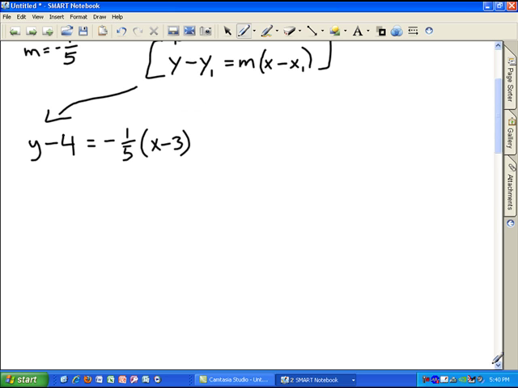Alright. I'm just going to multiply these through a little bit to get y minus 4 equals negative 1/5 x plus, don't forget the plus because it's a negative times a negative when you FOIL there, 3/5.